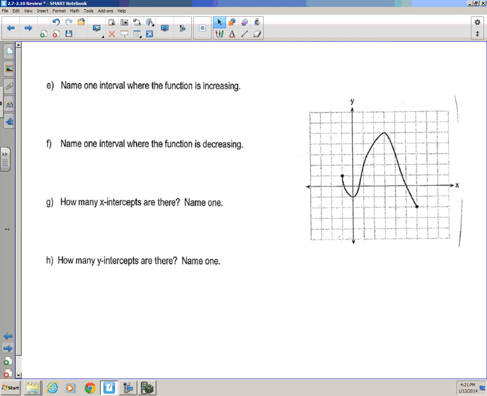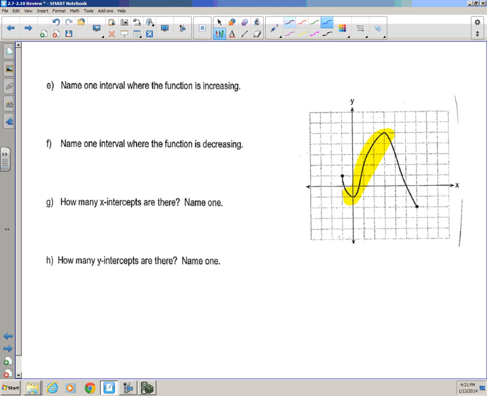Okay, so then we look at the next one. Same graph. Name one interval where the function is increasing. So we are increasing, it looks like, in a couple of places. For sure, we're increasing from here to here. Actually, we're only increasing in one place, really just from here to here along that curve.